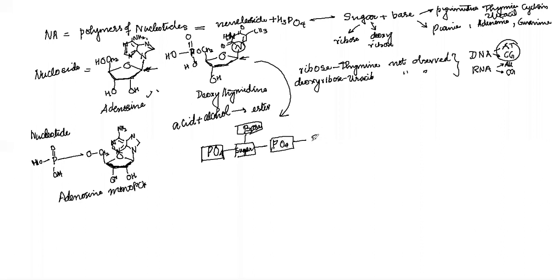You get the next sugar. On the sugar you have the second base. And again, this sugar molecule is attached to the next molecule of phosphate. So it gets continued like this. Now we will construct the full structure of a molecule of DNA or RNA.